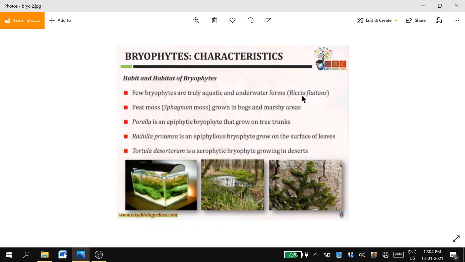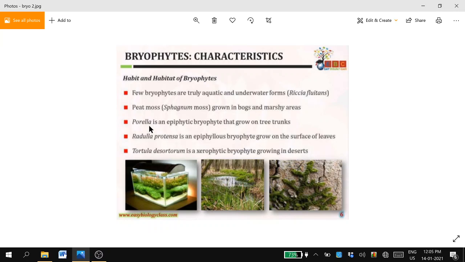These are some examples of bryophytic plants, such as Riccia fluitans. This is a truly aquatic bryophytic plant, and it is an underwater form. Another example is the sphagnum moss. The common name of sphagnum moss is peat moss. This sphagnum moss usually grows in bogs and marshy areas.